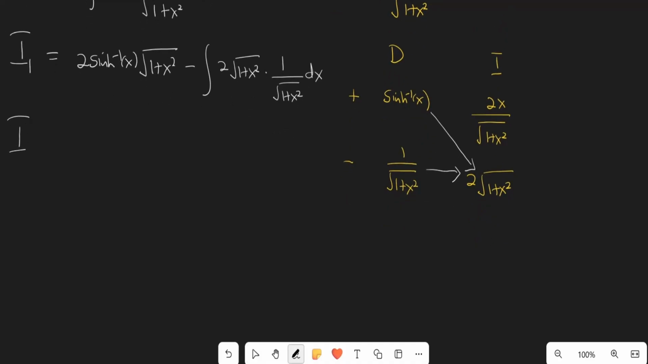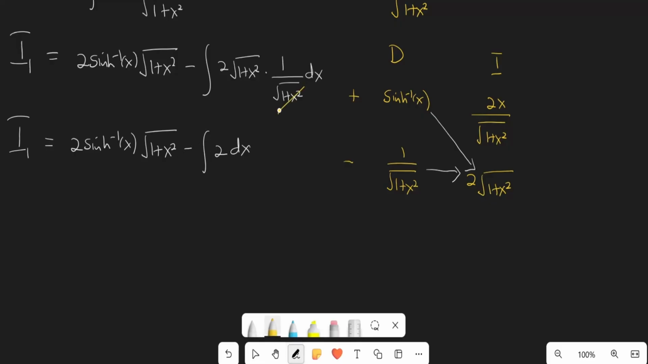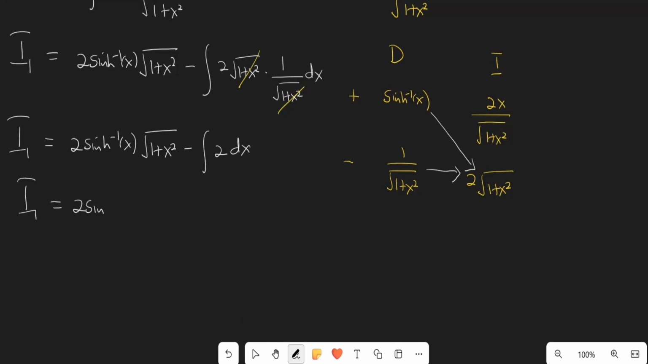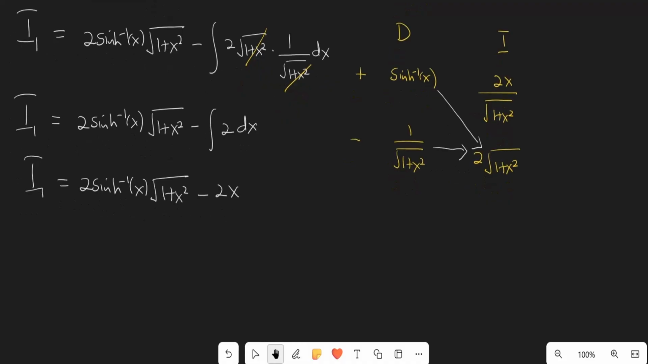So I1 here is equal to 2 times the sine hyperbolic inverse of x times the square root of 1 plus x squared minus the integral of 2 dx, because these ones will cancel out beautifully. So integrating 2 in the x world is 2x. So this is 2 times the sine hyperbolic inverse of x multiplied by the square root of 1 plus x squared minus 2x. So this is integral I1.